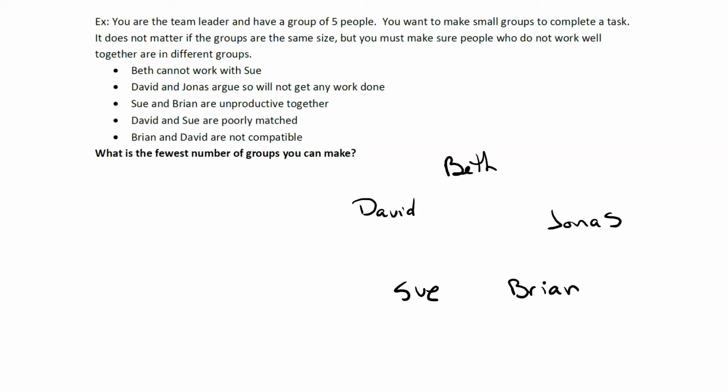Once we have the vertices laid out, we make connections based on their incompatibilities. We're told that Beth can't work with Sue. David and Jonas don't get along.